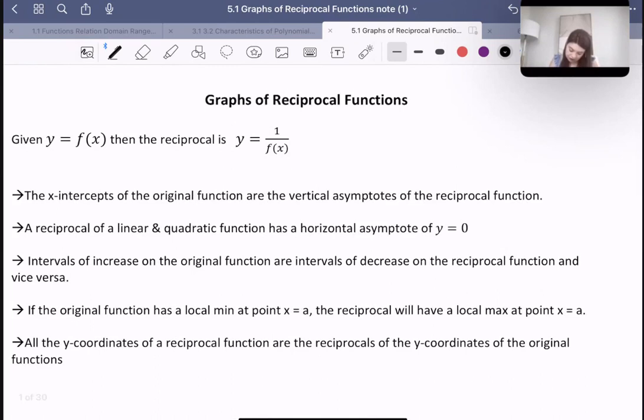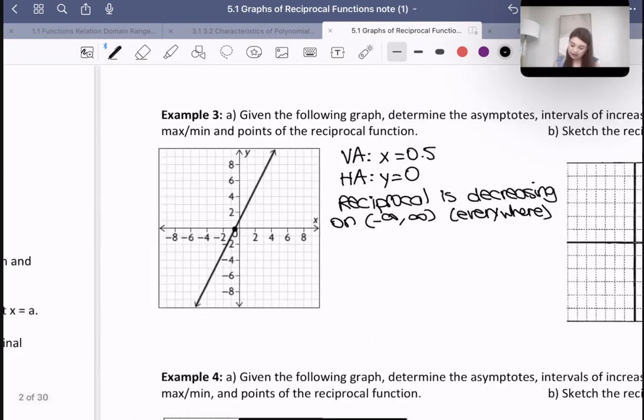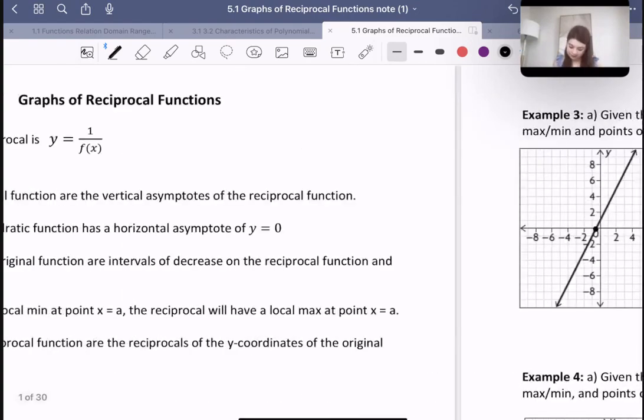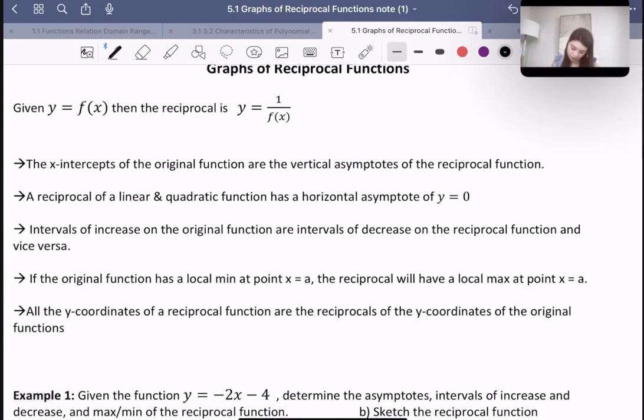If the original function has a local min at x equals a, the reciprocal will have a local max at x equals a. While on our original, there are no minimums or maximums, so on our reciprocal, there's also no minimums or maximums, so we can skip that one and just write a quick note here saying that there are none. And then our last one says all the y coordinates of a reciprocal function are the reciprocals of the y coordinates of the original function.